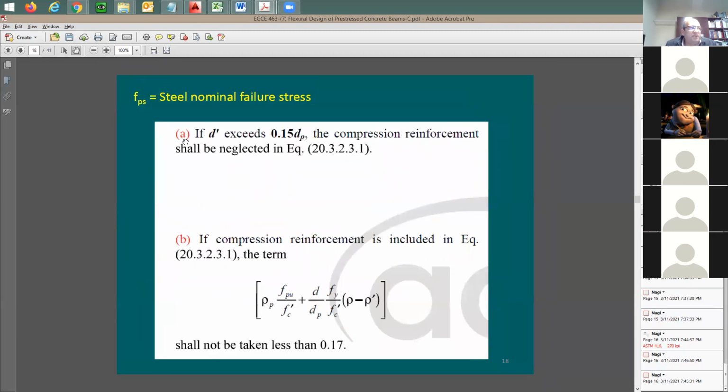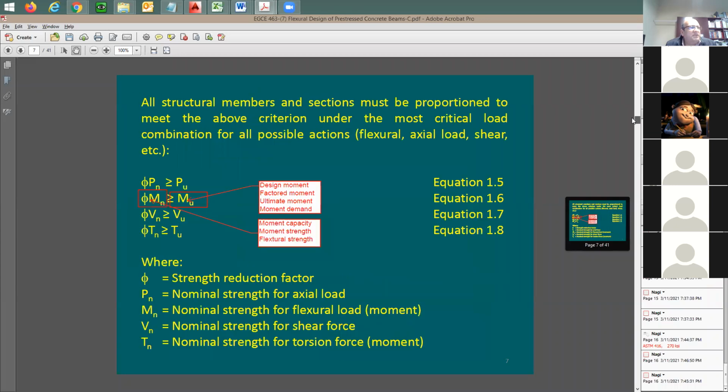I have a condition here in the code that says if D prime is more than 15% of DP, compression reinforcement shall be neglected. So what is D prime? You guys remember D prime? Anyone remember D prime? Yeah, the compression steel, the distance. I'm going to say this is going to be 18.